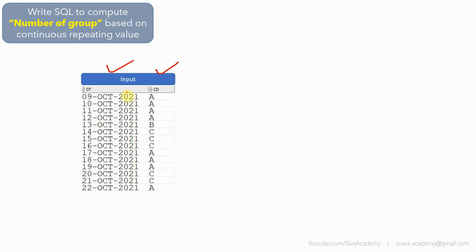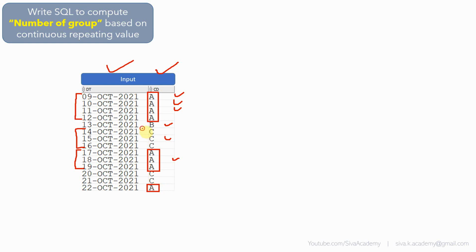Let me explain that. For example, in this case, from 9 till 12, the code is A. For 13, the code is B. From 14 to 16, the code is C. And again, 17 to 19, the code is A. So now the expectation is, suppose I'm saying A is continuous here and A is continuous here, and again there is an A. So the expectation here is that there are three groups of A present here.